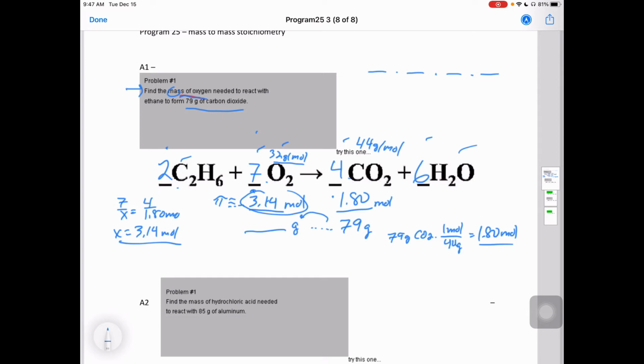So now I've got the 3.14 moles because it's almost twice as much. 7 to 4 is almost twice as much. So I'm going to convert the 3.14 moles, just do a conversion to grams. 32 grams per mole. Over here we divided, over here we multiplied. It's back and forth. And 3.14 times 32 is 100.5 grams of oxygen. What mass of oxygen was needed? 100.5 grams. So I call this a gram-gram conversion, like converting grams of something to grams of something else.